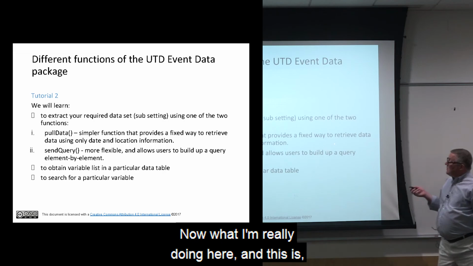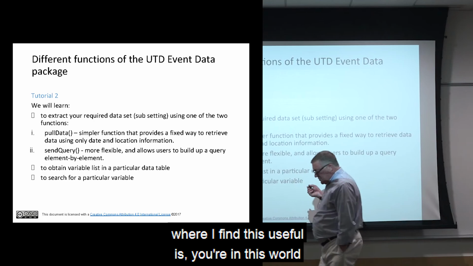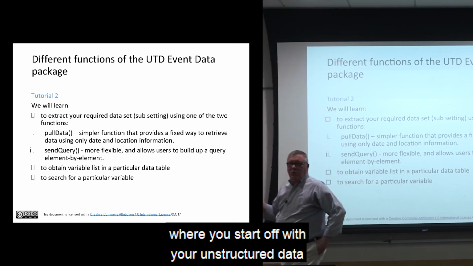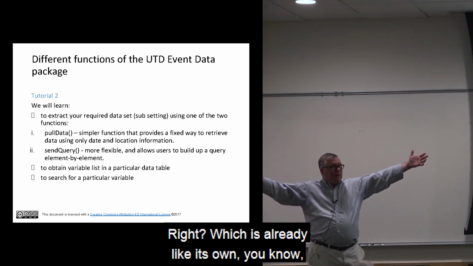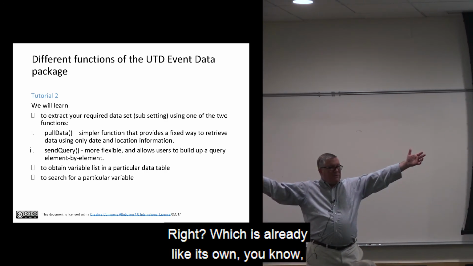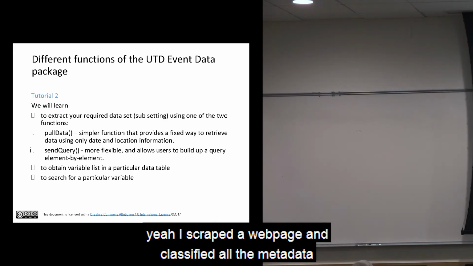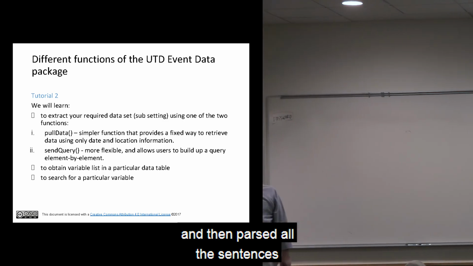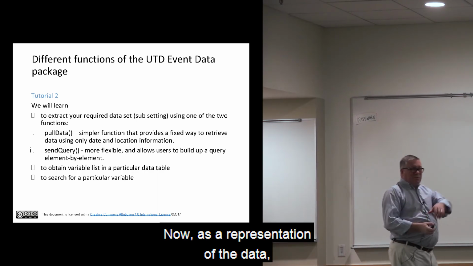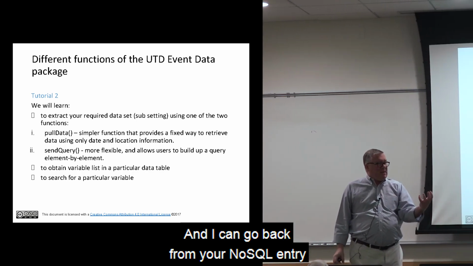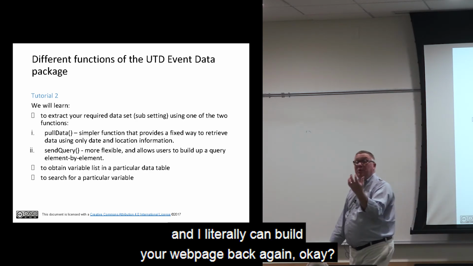There are a couple of things we want to tackle in this second tutorial. We want to look at the two different methods we've put together. What I'm really doing here, and this is where I find this useful, is that you're in this world where you start off with your unstructured data in basically NoSQL. You think about talking to most people, and they say, yeah, I scraped a web page, classified all the metadata, parsed all the sentences, and saved all that in a NoSQL. As a representation of the data, I understand what that means. And I can go back from your NoSQL entry, and I can literally build your web page back again.